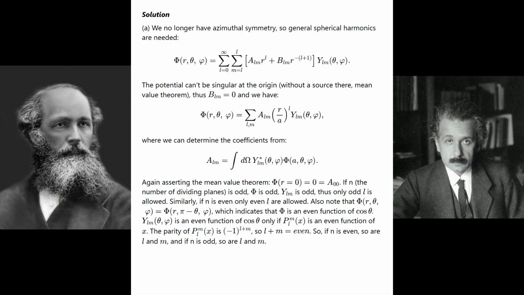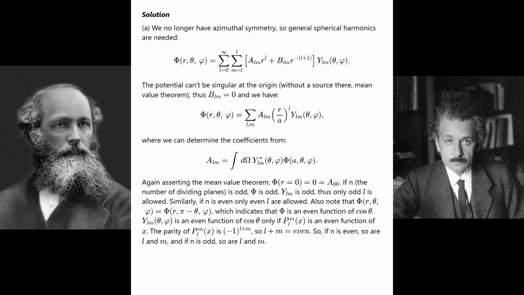Solution A. We no longer have azimuthal symmetry, so general spherical harmonics are needed. See the equation. The potential can't be singular at the origin, without a source there, by the mean value theorem, thus B sub Lm equals 0 and we have, see the equation shown. Where we can determine the coefficients from, see the equation. Again asserting the mean value theorem, phi of r equals 0 equals A sub 0 0. If n, the number of dividing planes, is odd, phi is odd, Y sub Lm is odd, thus only odd L is allowed. Similarly, if n is even, only even L are allowed.